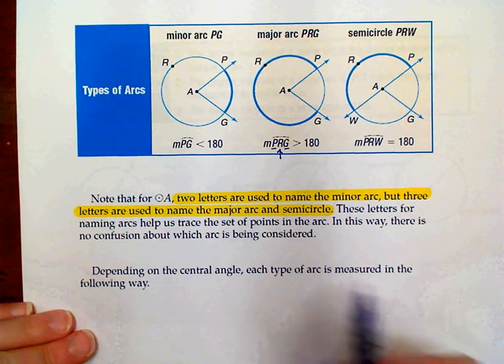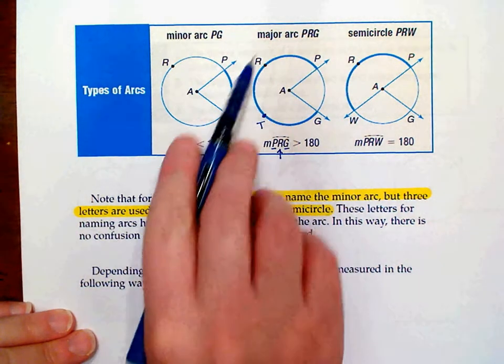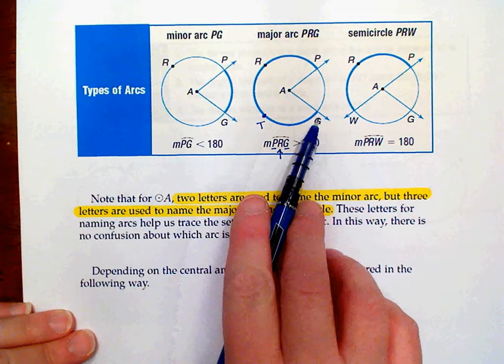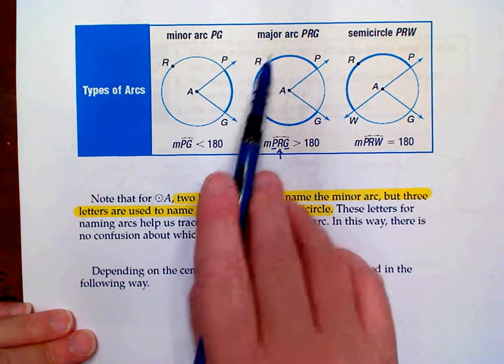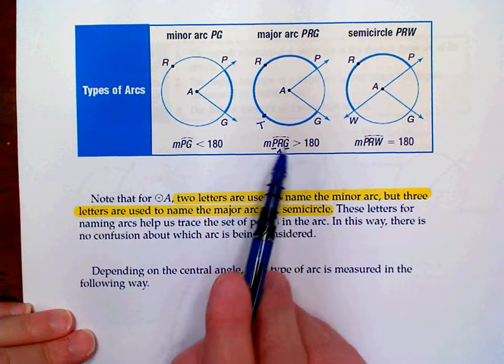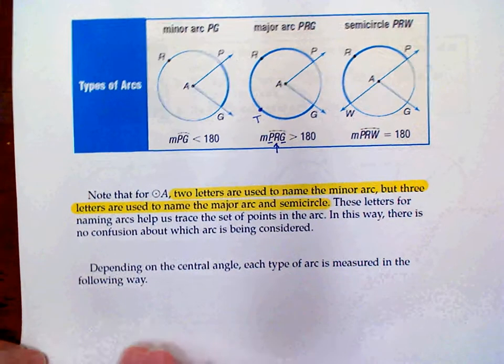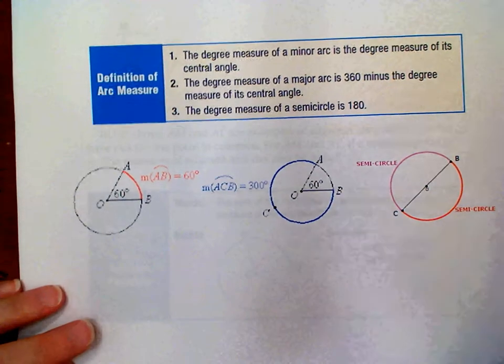So if you were given another point here, I could have named that arc PTG, and that's exactly the same arc as PRG. Okay, but the endpoints have to be the outside letters. Now let's start looking at the degree measure of the arc.